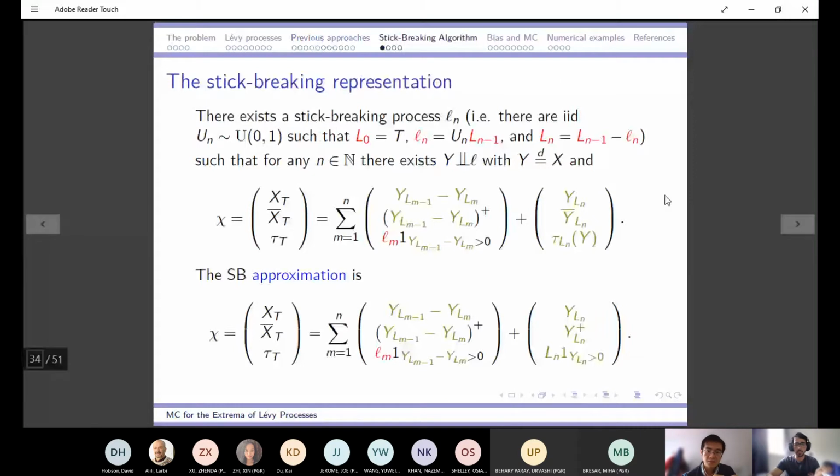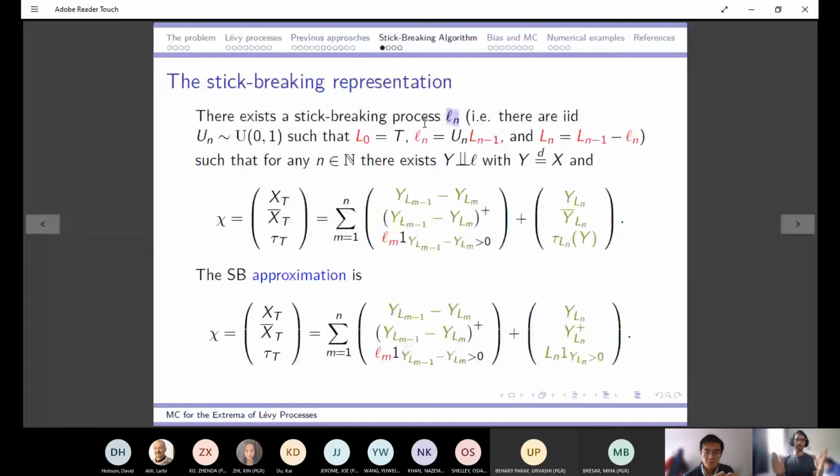by a certain theorem that there is a stick breaking process, L_n, this is the construction, I'll get into that in a bit, such that if Y is a Levy process, there is an independent Levy process of this stick breaking process with the same law as X, such that this equality holds almost surely, right? So now let me get back to what the stick breaking process is.